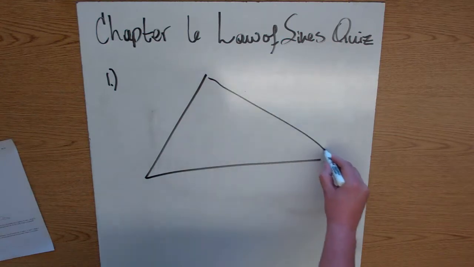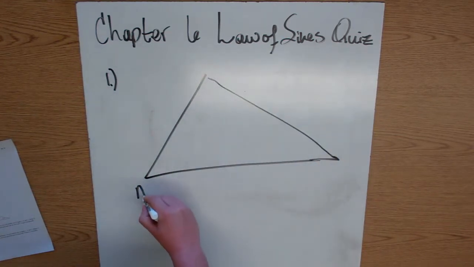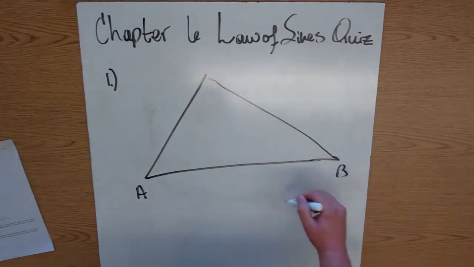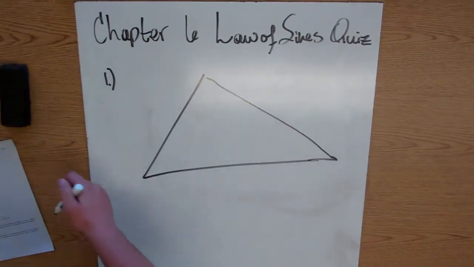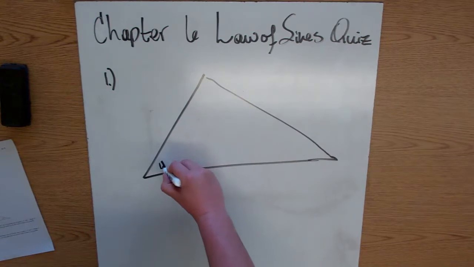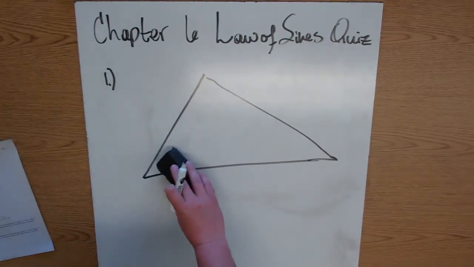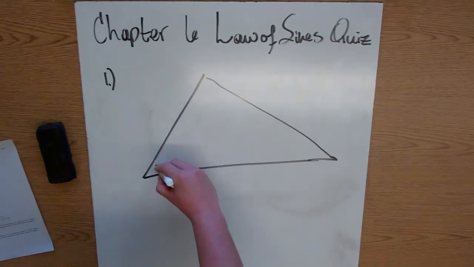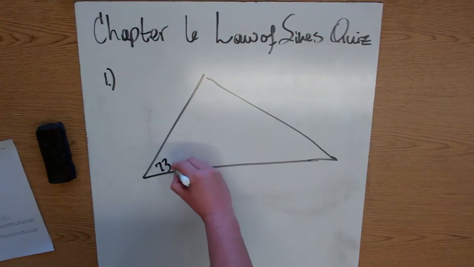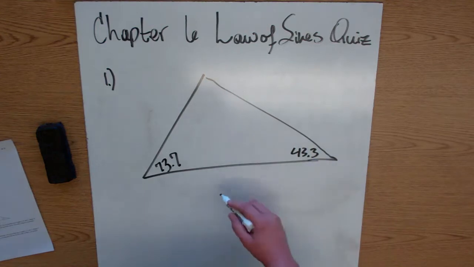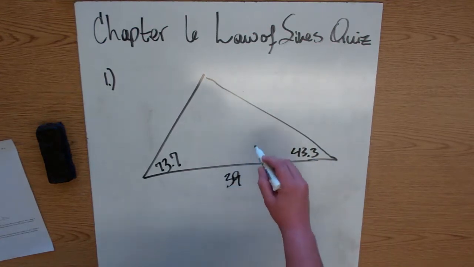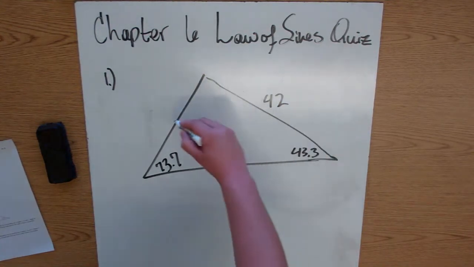So here's our triangle. I'm just not going to label the angles. Here we have 70, 73.7 degrees, 43.3 degrees, 39, 42, and C.